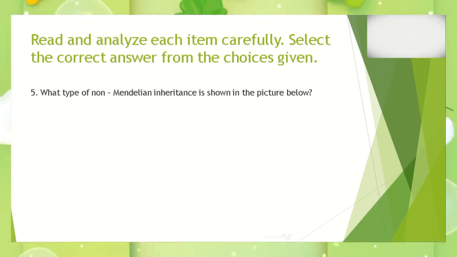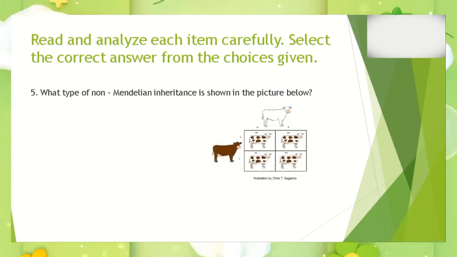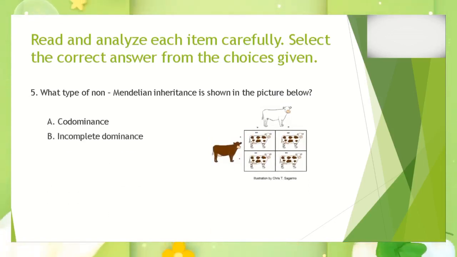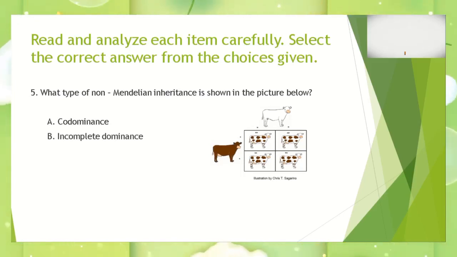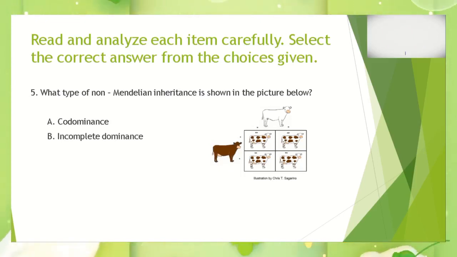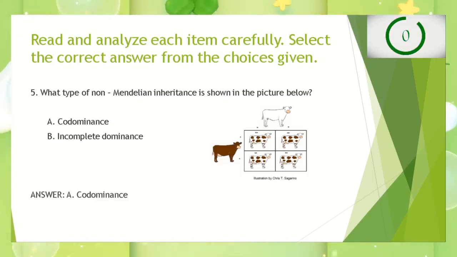For number 5, what type of non-Mendelian inheritance is shown in the picture below? Letter A, codominance. Letter B, incomplete dominance. The correct answer is letter A, codominance.